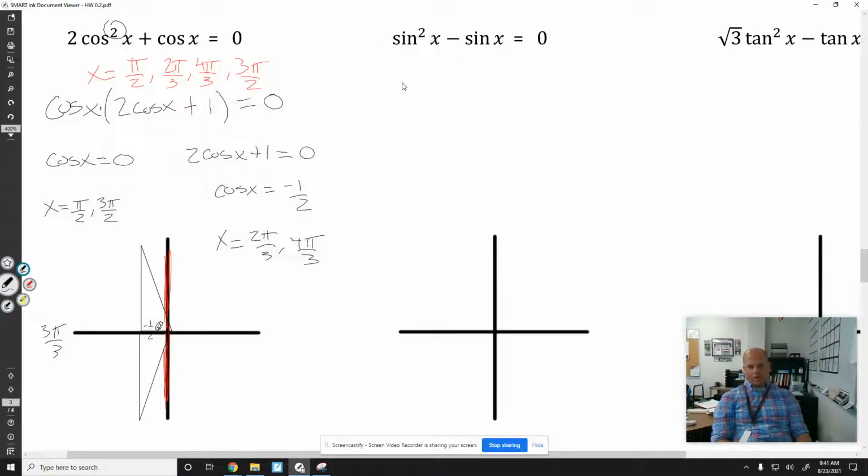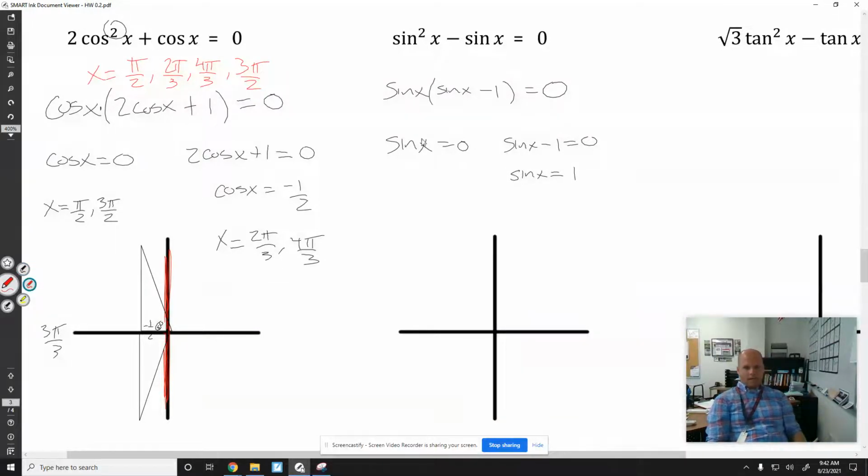Same thing for this guy. Sine times sine minus sine. Factor out a sine. From the first guy, we're left with just one sine. From the second guy, it's gone, just have a 1. Two equations that we have to solve. When is sine 0? And when does sine x minus 1 equal 0? Solve that for sine, you get sine is equal to 1. Okay, when does sine equal 0?